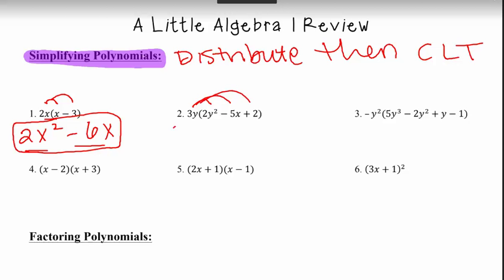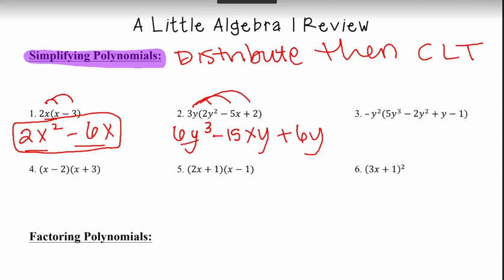If I look at the next one, I'm going to distribute. So 3 times 2 is 6, and y times y squared makes y cubed. 3y and negative 5x, 3 and negative 5 make negative 15. Y times x is just yx or xy. Typically you have it in ABC order. And then 3y times 2 is just going to be 6y.